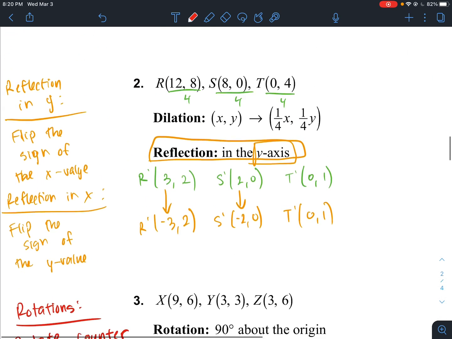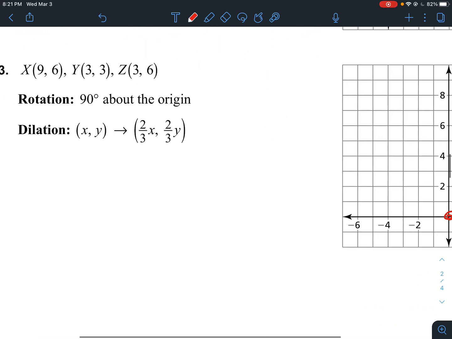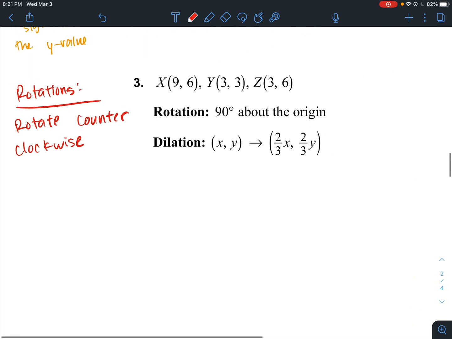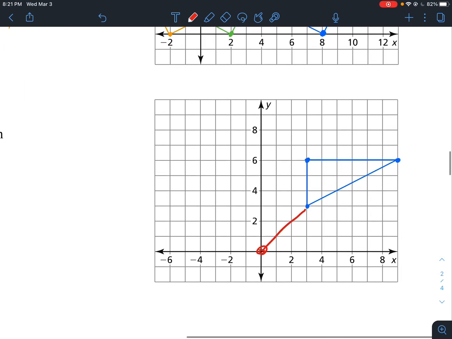So up here we change the value of the x when it's a reflection in the y. Here you change the value of y when it's a reflection in the x-axis. So there's a similar kind of change. So for this one right here, it can be difficult to see how you rotate this 90 degrees, and to map it to a new point.